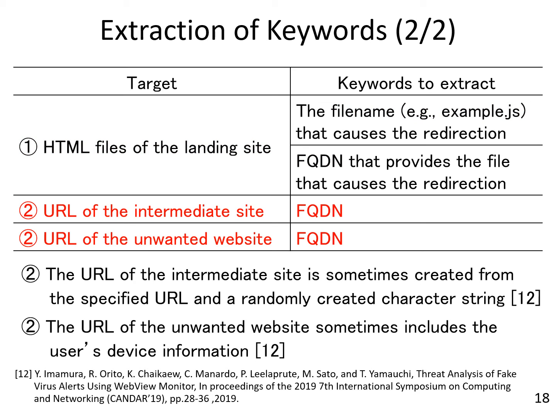The URL of the intermediate site is sometimes created from the specified URL and a randomly created character string. Furthermore, the URL of the unwanted website sometimes includes the user's device information. Therefore, we extract the FQDN from the URLs of the intermediate sites and unwanted websites.